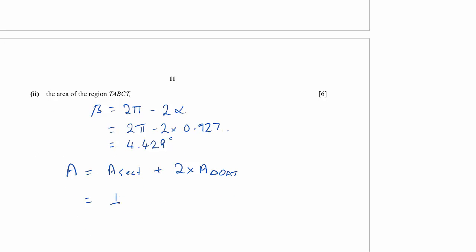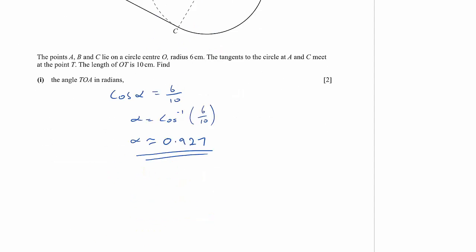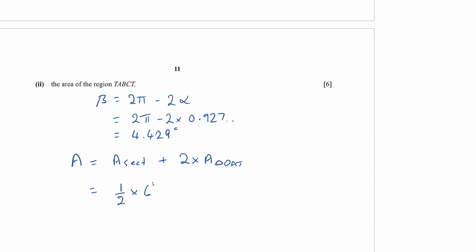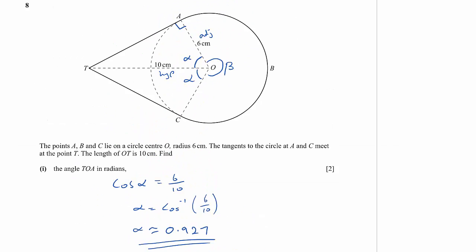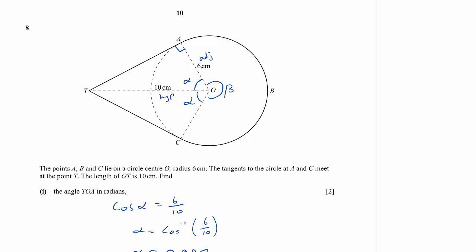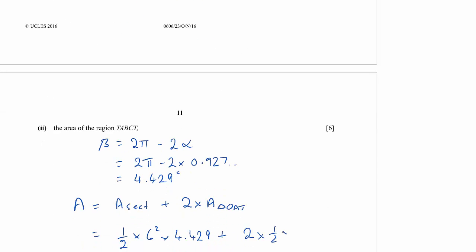So the sector is going to be 1/2 times r squared, and the radius is 6, times 4.429, plus twice. So for the triangle, we can do it at 1/2 base times height. So either use Pythagoras or spot that this is a 3, 4, 5 triangle, and therefore 6, 8, 10. And so the base is 8 and the height is 6. So 1/2 times 8 times 6.